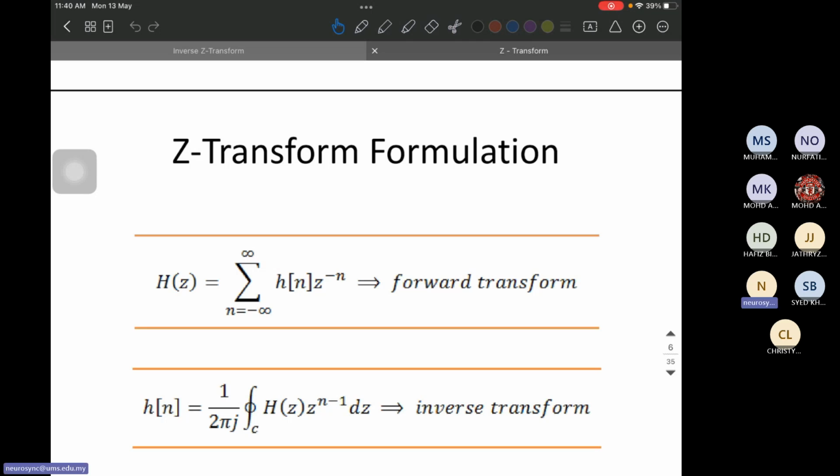So how did we get this formula? I will not go deep into the derivation of the inverse Z transformation, but you just remember this formula. h of n is nothing but 1 by 2 pi j, do not forget this j, circular integration of H of z, z to the power n minus 1 dz.